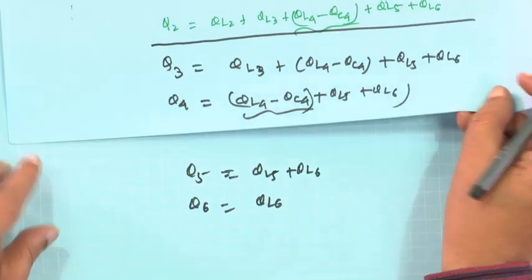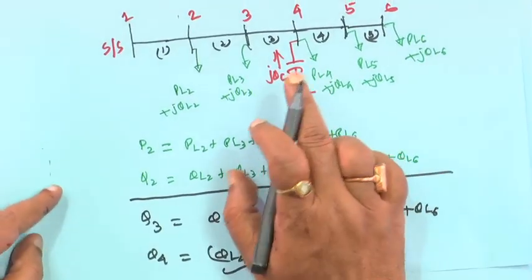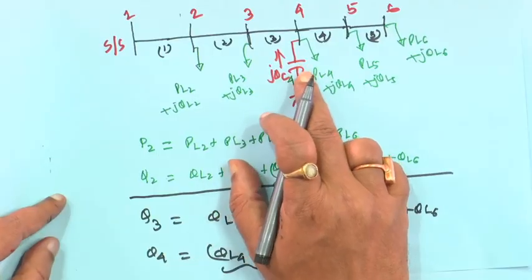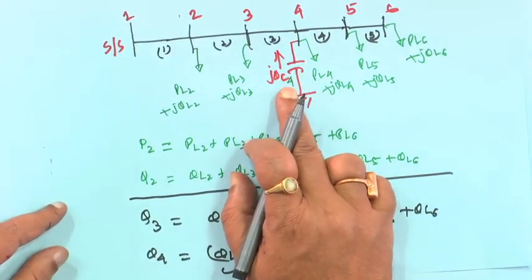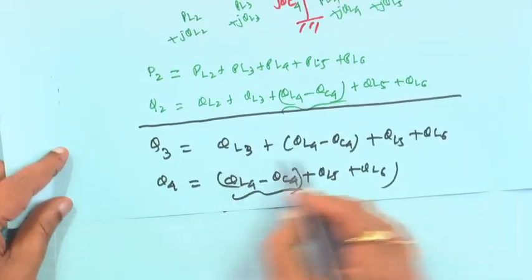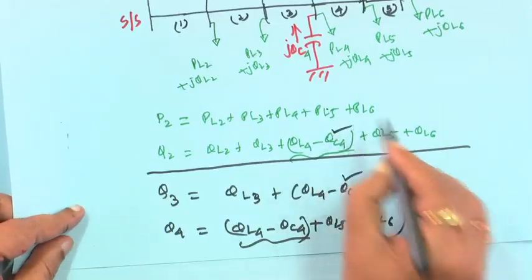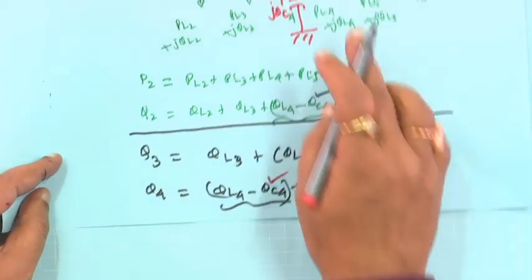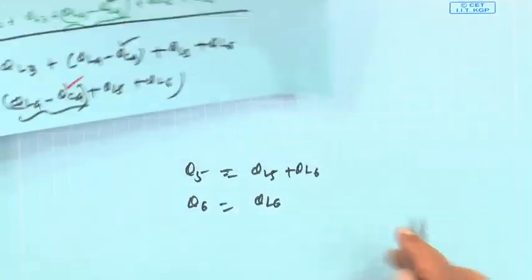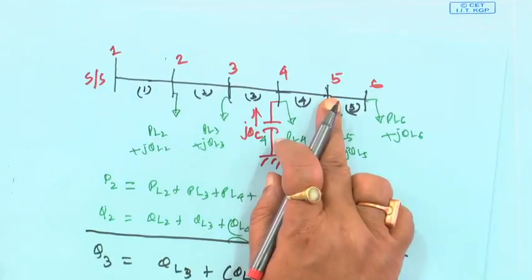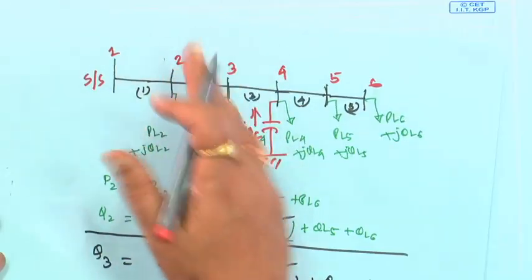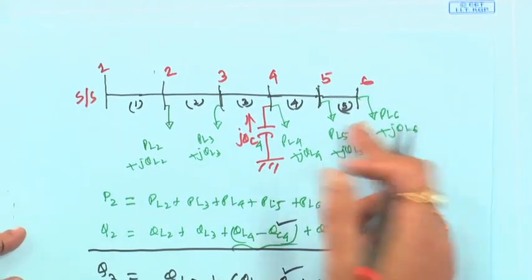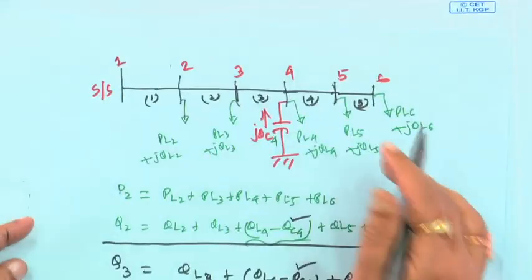Now, when the capacitor is connected at node 4, up to node 4 the effect of QC is there: Q2, Q3 and Q4 are also functions of QC4. But as soon as you come to 5, you are leaving this node. So Q5 is equal to QL5 plus QL6, because the capacitor is behind this node, not ahead of it, and Q6 will simply be QL6.